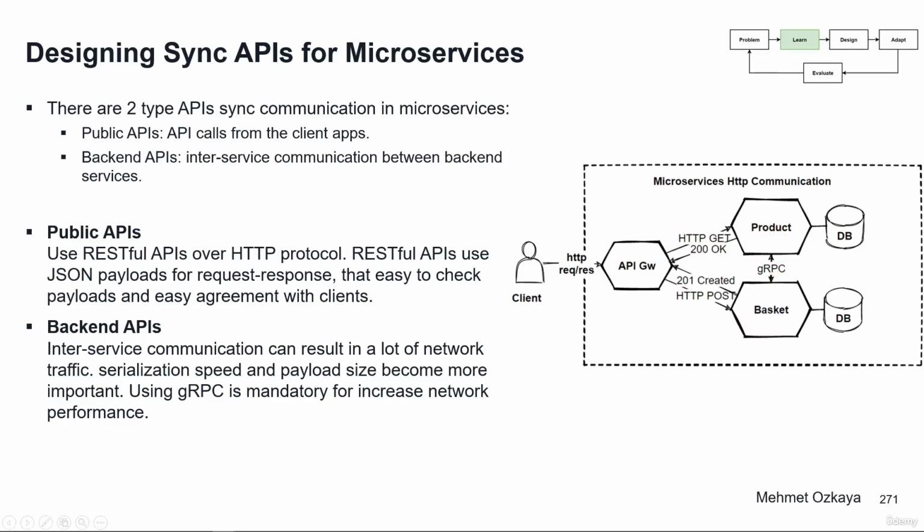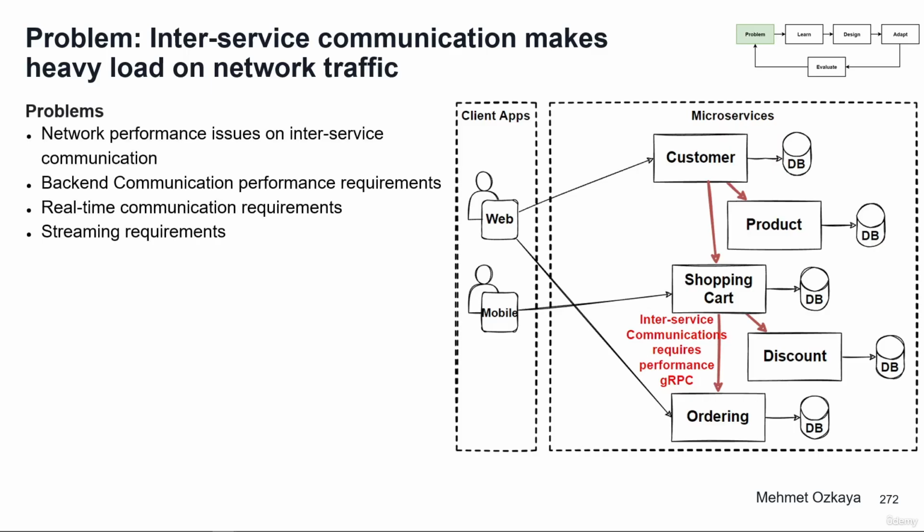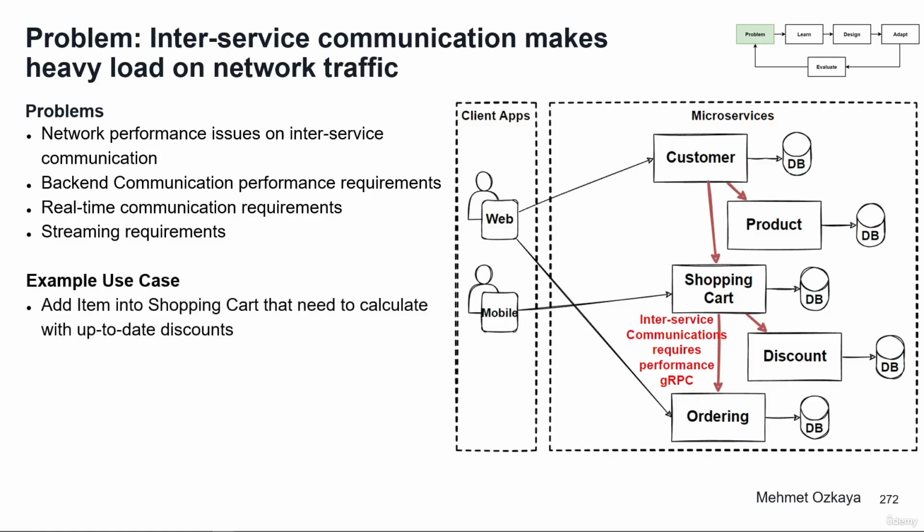There is a problem when communicating with the backend. The problem is that inter-service communication puts a heavy load on network traffic. If we expand this problem, network performance issues happen in inter-service communication, and backend communication has many performance requirements. Maybe real-time communication requirements come from the business teams, and streaming requirements also come from the business teams. For example, think about a client that requests a backend microservice, but that microservice needs to call other microservices internally.